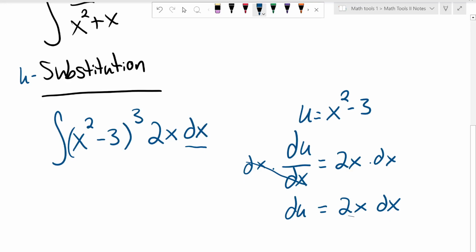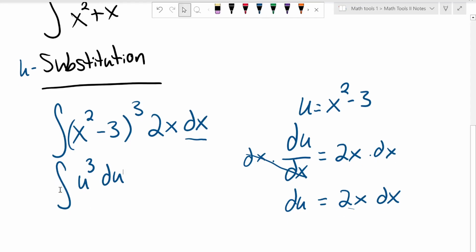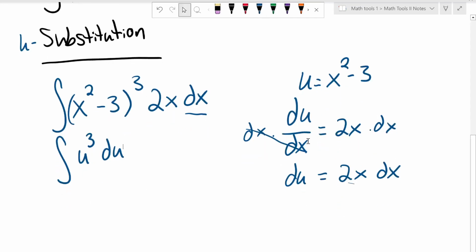And that's very convenient for us because that's telling us that this whole part right here is equal to du. So when we make the substitution, we're going to end up with u cubed du. And now that's a lot easier to integrate, right? We don't have to worry about any multiplication or binomials or foiling or anything like that. It basically skips all of the algebra, with a little bit of calculus.